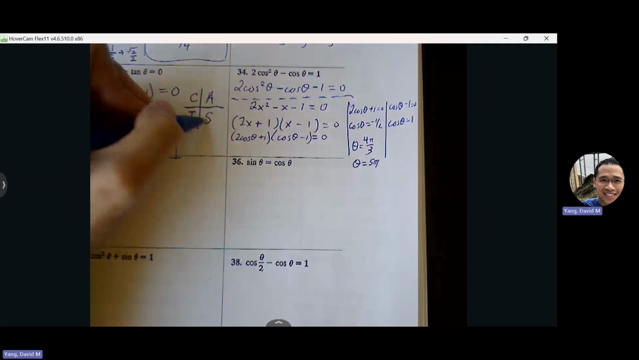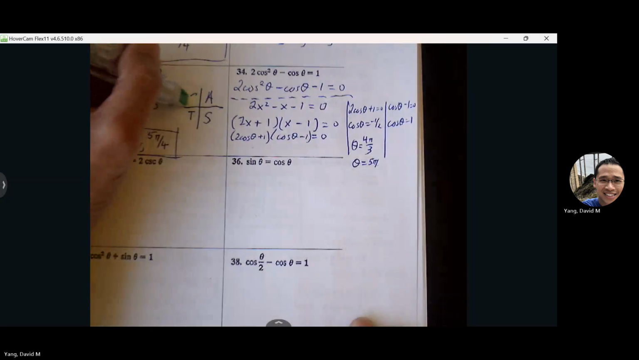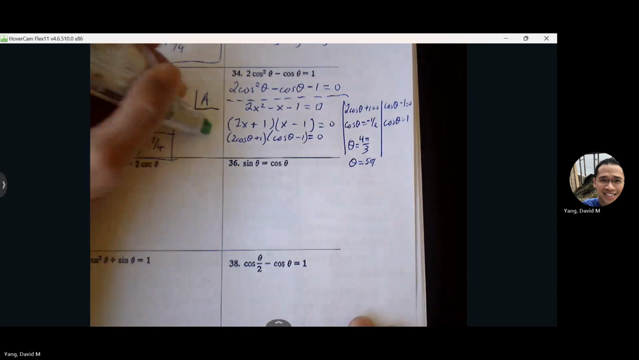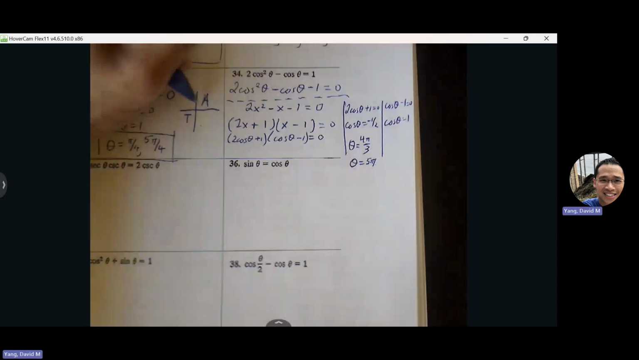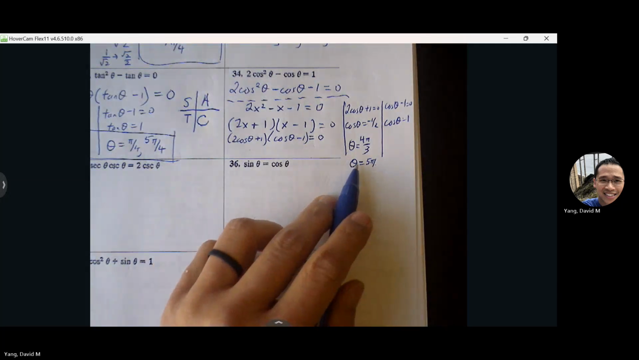Oh, I'm sorry, I got these mixed up. ASTC. Sorry, sine is positive in the second quadrant. Okay. So second and third quadrant is where cosine is going to be negative.